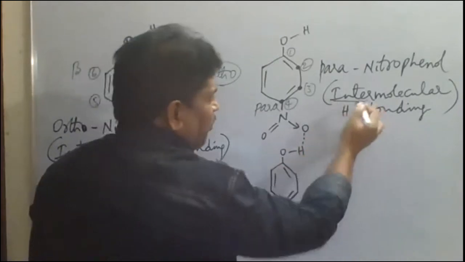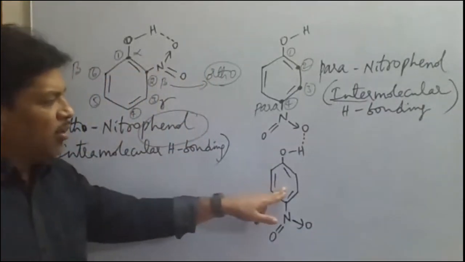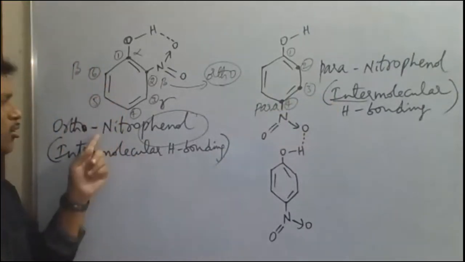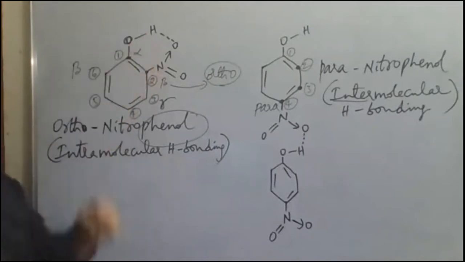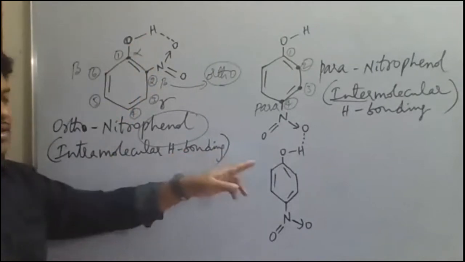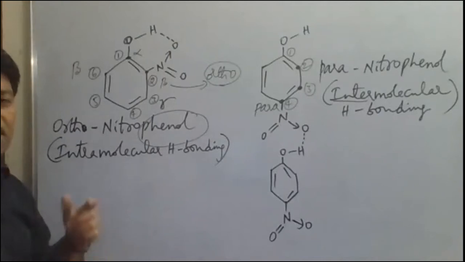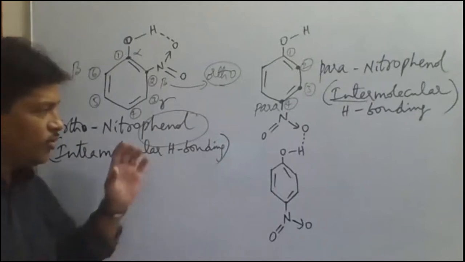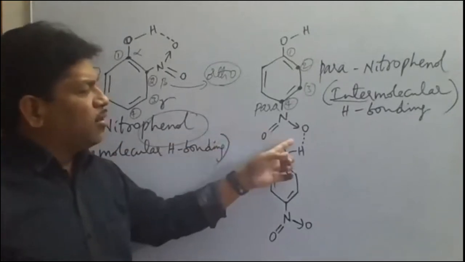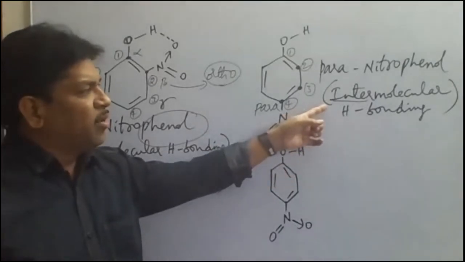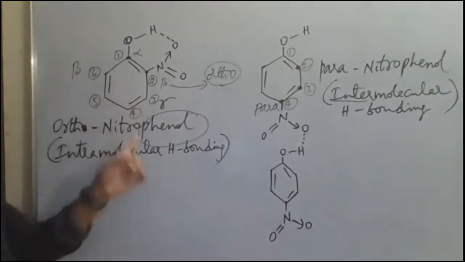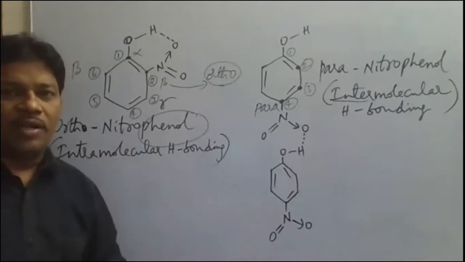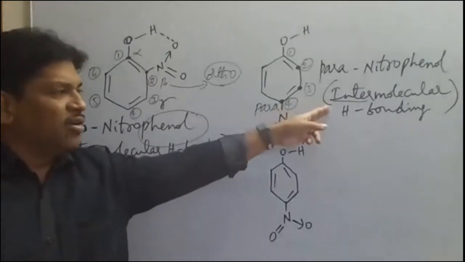This is inter. Inter means between one molecule and the other molecule. It is called intermolecular. Here, within the same molecule of orthonitrophenol, the hydrogen bonding is there, so it is intramolecular, whereas the other is intermolecular. Now, based on the type of hydrogen bonding, we have to understand the properties of these compounds. Para nitrophenol has intermolecular hydrogen bonding, whereas orthonitrophenol has intramolecular.